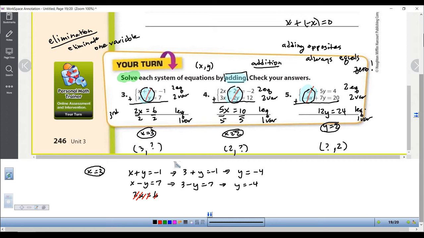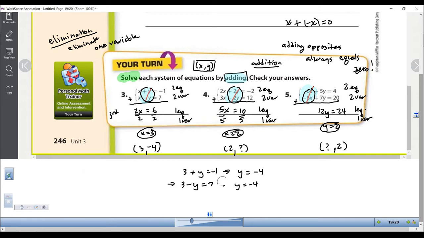So 3, negative 4, now I can go back and plug that in. 3, negative 4 is the solution. It is the ordered pair that makes both equations true. All right, does that make sense? So if we go now to this second one up here, I'm going to go ahead and erase this. It's like my whiteboard down here. All right, so now I know x is 2 for this one.